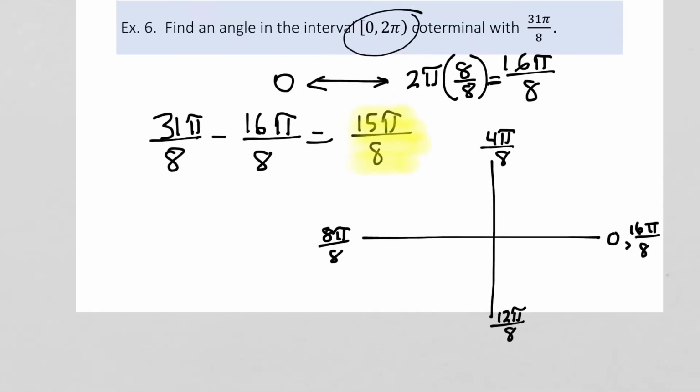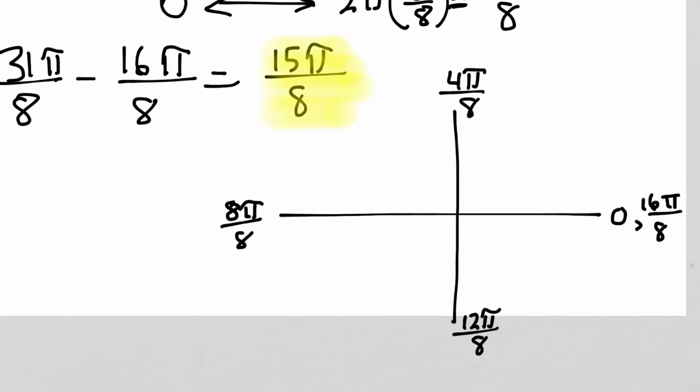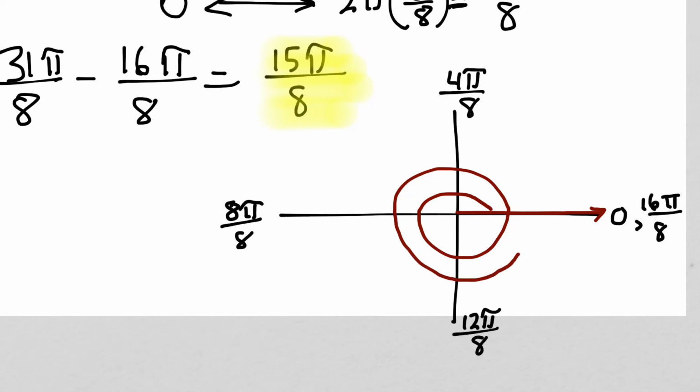My original problem said I had 31 pi over 8. So let's count that and see where it takes us. Starting on my initial side, I'm going to rotate. I'm going to go 8, then 16 eighths, and then another 8 would be 24 eighths. If I go all the way to 16 eighths again, that would be 32 eighths, and that would pass it. So I have to stop at 31 eighths. So this is 31 pi over 8. It's 1/8 before I get to 16 pi over 8, which makes sense because this is 1/8 less than 16 pi over 8. That's my initial side here and my terminal side here.